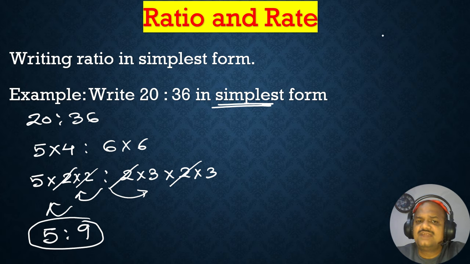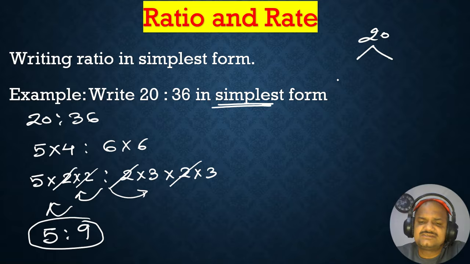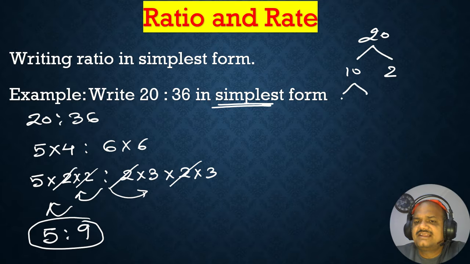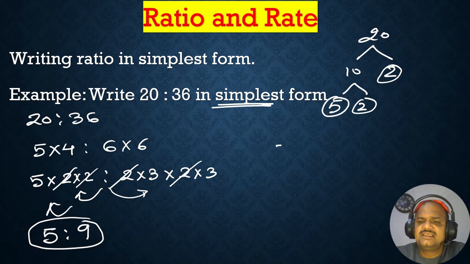Another thing you can do is like this. 20 can be written as, the method is the same, okay, just the way of writing is different. 10 times 2, and then 10 can be written as 5 times 2, and always you will write the last numbers in the factor tree. So for 20 you will write 5 times 2 times 2. You see we have written it here also.